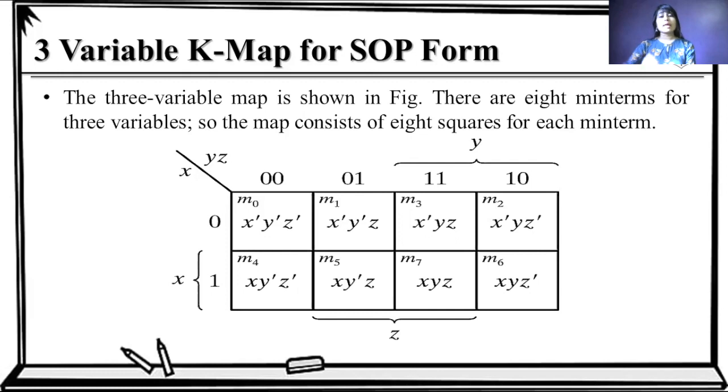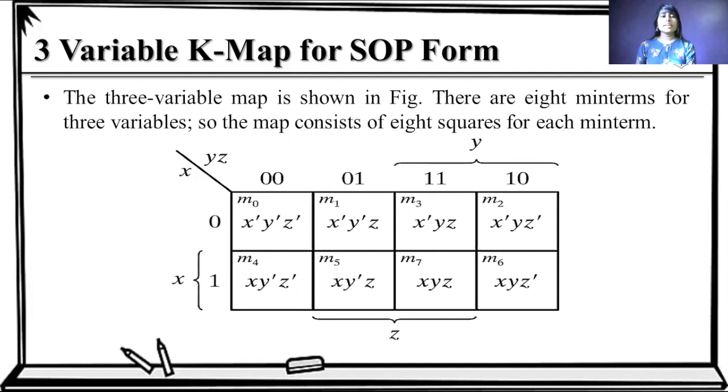Then for m2, again we write this as 0, 1, 2, 3, 4, 5, 6, 7. So the next term, for m2, is x dash, y, z dash. Then for m3, x dash, y, z. And similarly we can write the terms for the other squares, 4, 5, 6, 7.